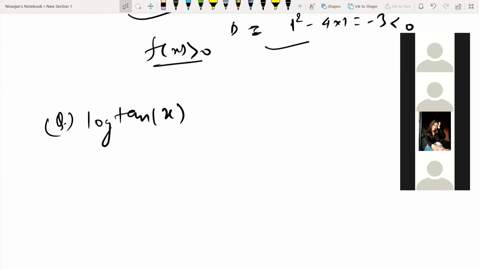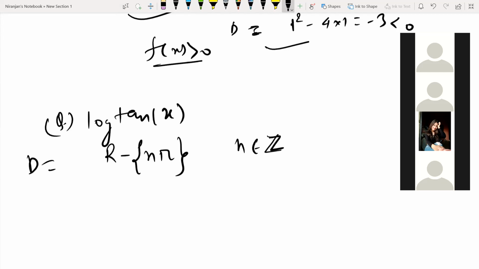Who can tell me the answer of this question? So it's R minus n pi, the set of n pi where n is an integer. Good. Who did it just now? Jana. Good. Yeah, this is the domain, guys. How do you get it?